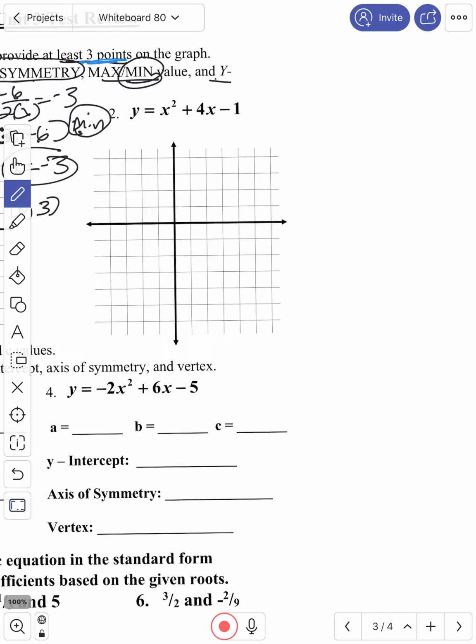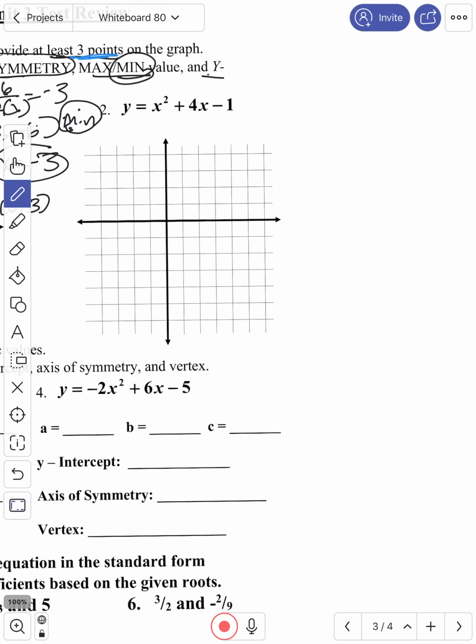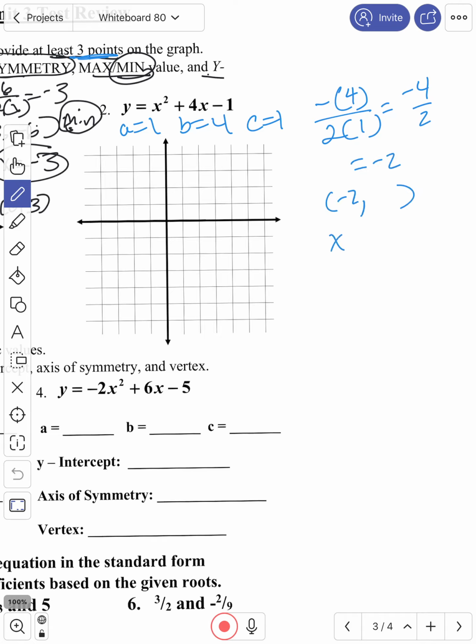All right, now on this one, I'm going to say negative b. All right, a is 1, b is 4, and c is negative 1. So I'm going to have negative b over 2a. Negative b over 2a gives me negative 4 over 2, gives me negative 2. That's the front of my vertex and the axis of symmetry.